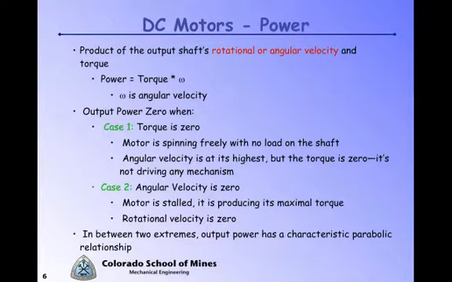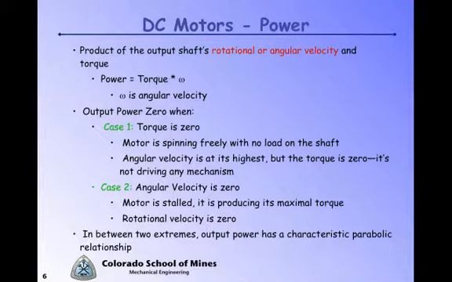Okay. So just to look at this from a little different direction, basically if you think about it, power is torque times angular velocity. So if the torque is 0, then the power is 0. And that's in the case where the motor is spinning freely with no load on the shaft.